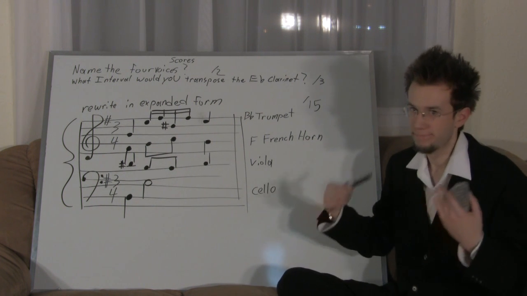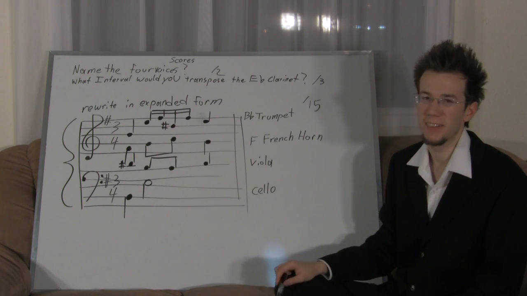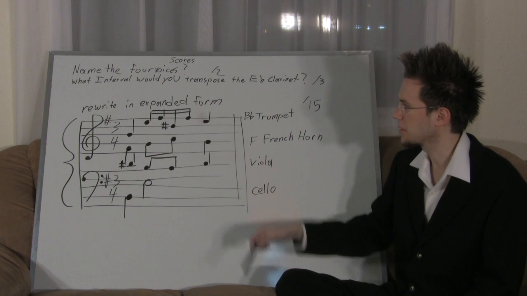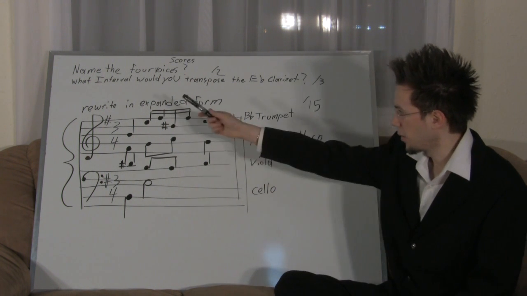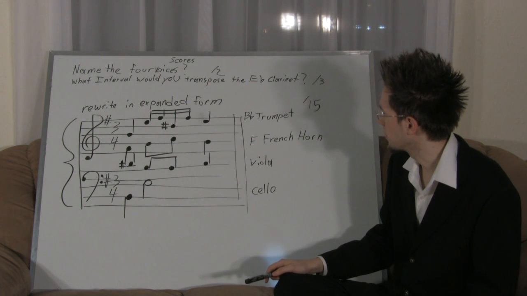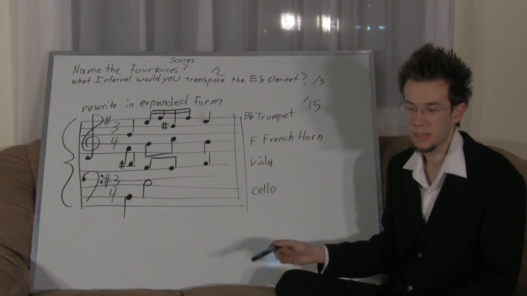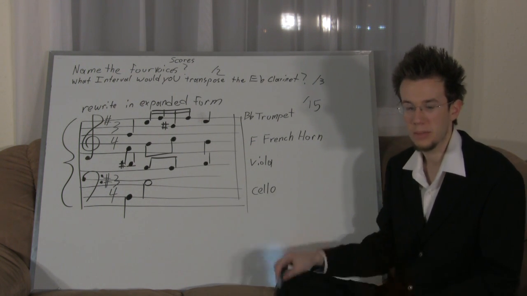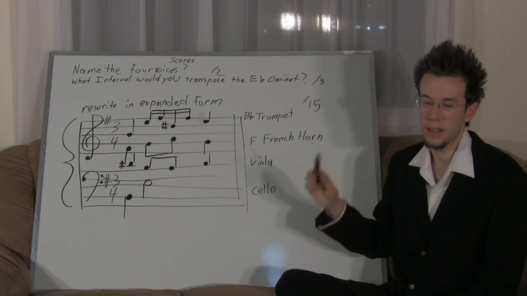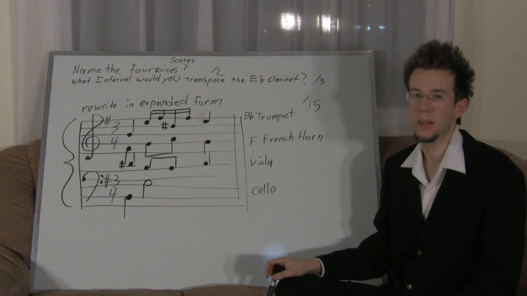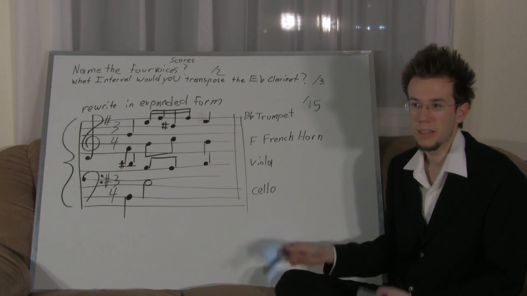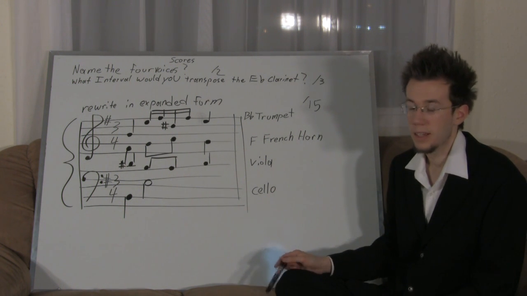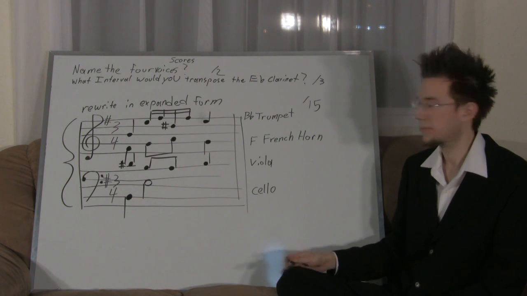So, name the 4 voices. I can't really hint at it, but name the 4 voices. Write them out, okay? Next one, what interval would you transpose the E flat clarinet into? Or what does it have to be transposed by? What is the interval that you have to transpose anything that you write for E flat clarinet by? Think back to that video and think of what the interval is. Is it up or down, and how much is it?